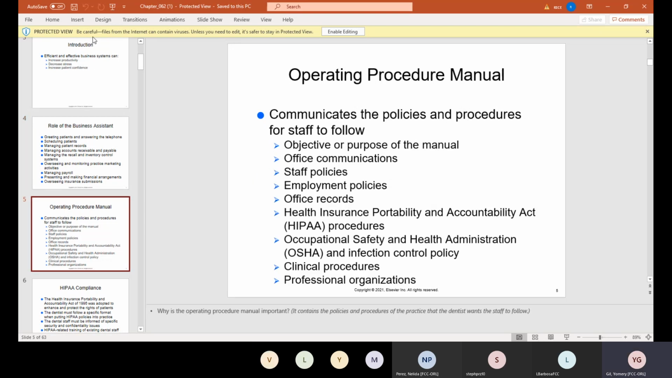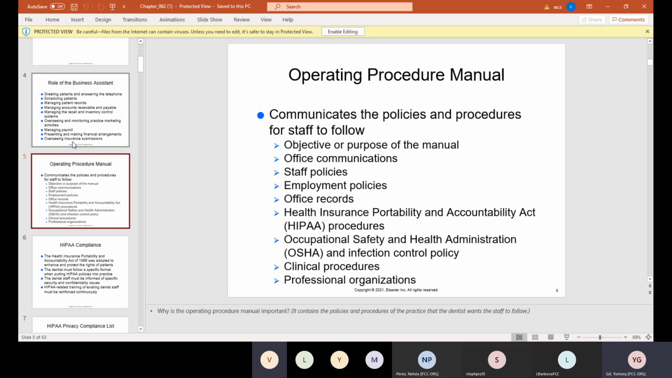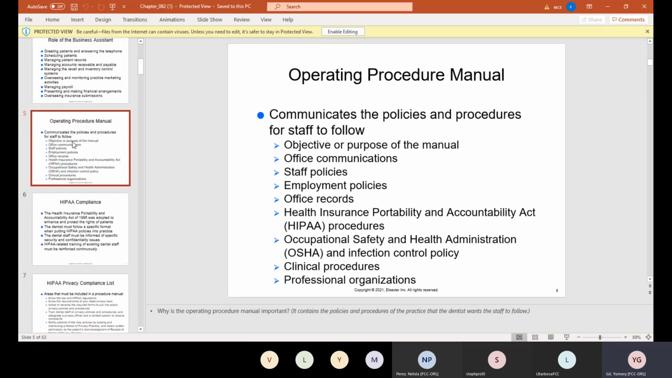So, the operating procedural manual. This communicates the policies and procedures for staff to follow. The objective or purpose of the manual: office communications, staff policies, employment policies, office records, Health Insurance Portability and Accountability Act, so HIPAA. Everybody's heard of HIPAA, right? Occupational Safety and Health Administration, which is OSHA, and they regulate to make sure that the offices are complying with safety and with chemicals and all that stuff. Clinical procedures and professional organizations.